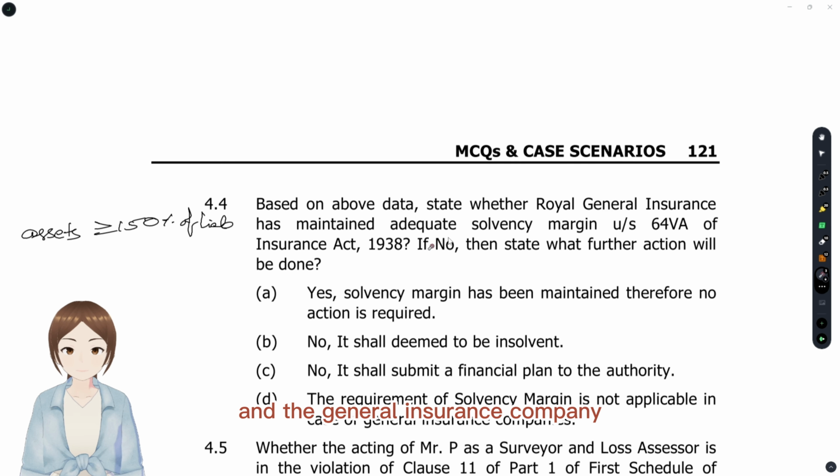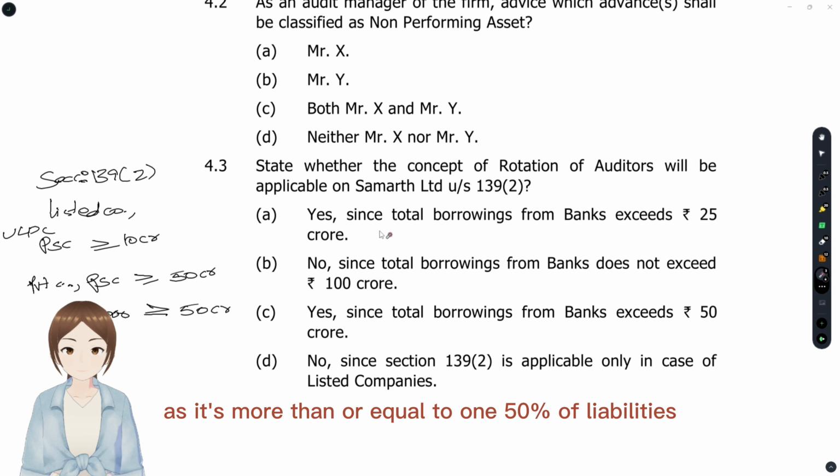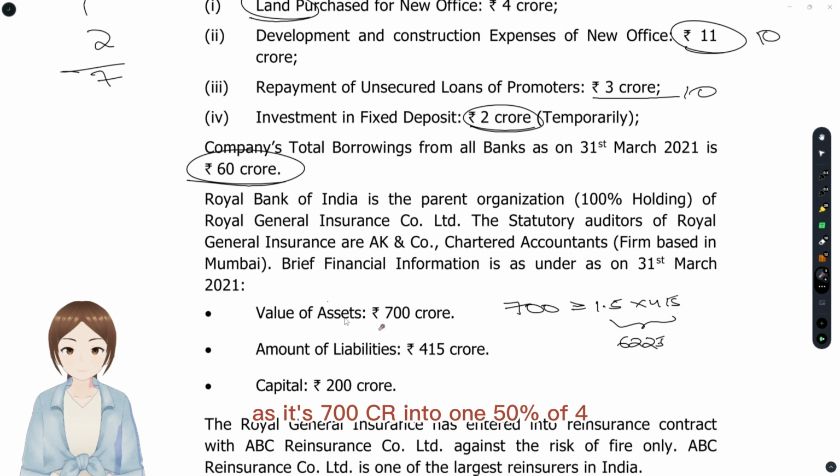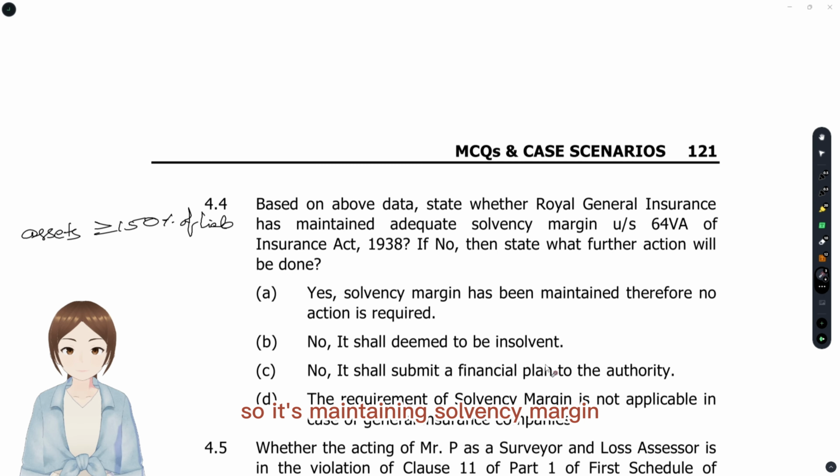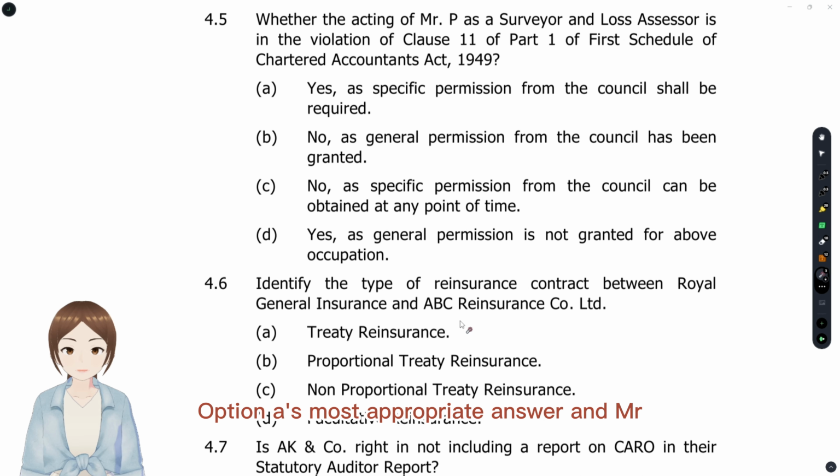And the general insurance company: were they maintaining the solvency ratio or not? What's the formula for solvency ratio? Assets should be more than or equal to 150% of liabilities. Here assets are 700 CR, and 150% of 415 CR is 622.5. So assets were more than 1.5 times 415 CR, the liabilities. So it's maintaining solvency margin. Option A is the most appropriate answer.